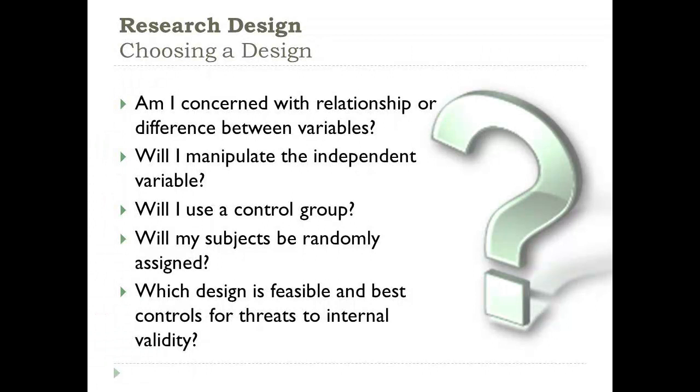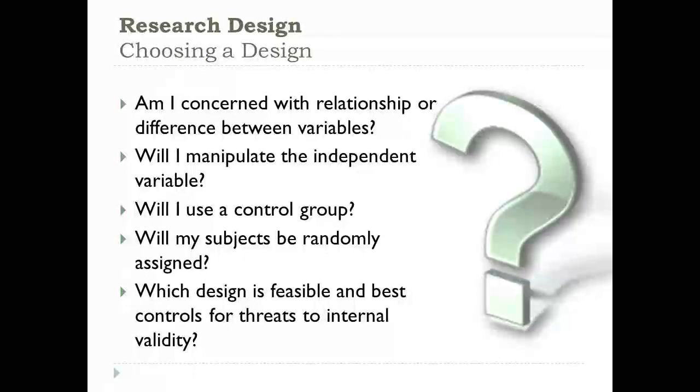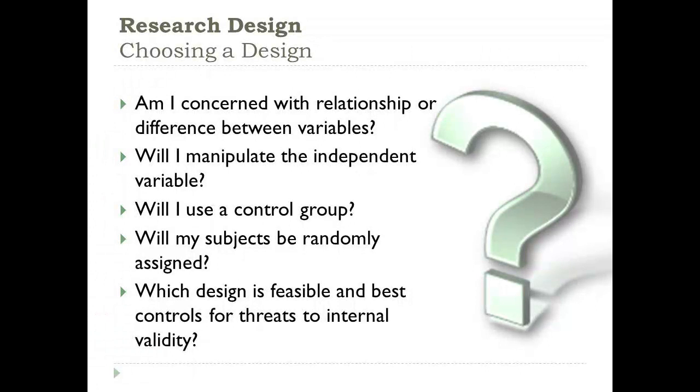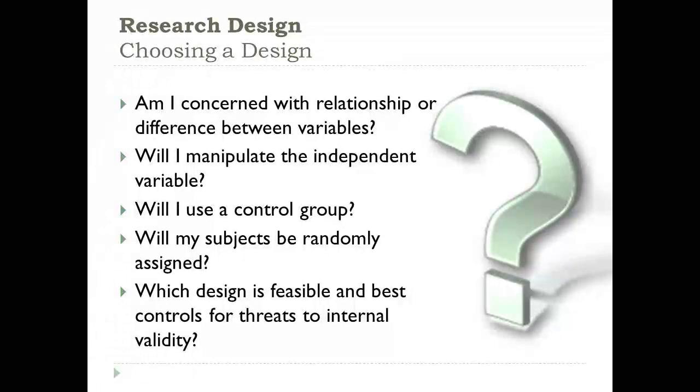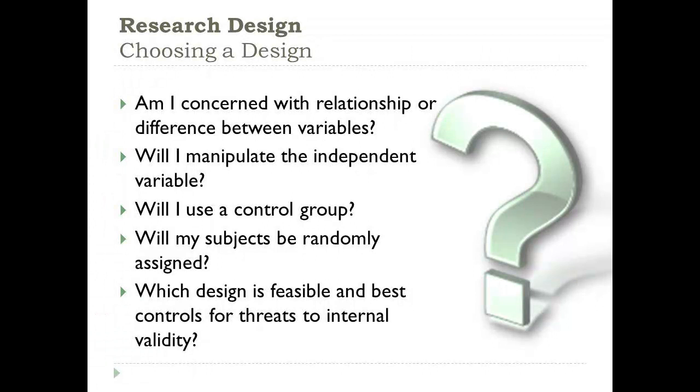If your answer to that question is yes, I am going to manipulate the independent variable, then you need to keep asking yourself these questions. The next question you need to ask yourself is, will I use a control group? If your answer to that is no, then you have a pre-experimental design and you need to rethink your design. If your answer to that is yes, that means you have some type of quasi or true experimental design.